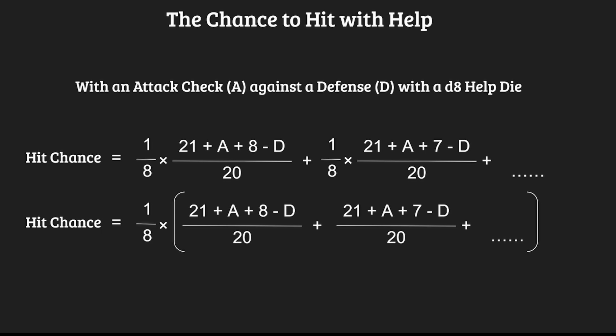So what we can do is pull out that 1/8 to the front, because all of these are going to be multiplied by 1/8. It's just 1/8 times the chance to hit if I'm getting an 8 on the roll, plus the chance to hit if I'm getting a 7 on the help die, plus the chance to hit if I'm getting a 6 on the help die. We go through and add those up for every possible roll we can get on the help die. This really ends up being our result for the hit chance. With a help die, we have to find every single scenario of every possible roll of the help die, because each one results in a slightly different probability.